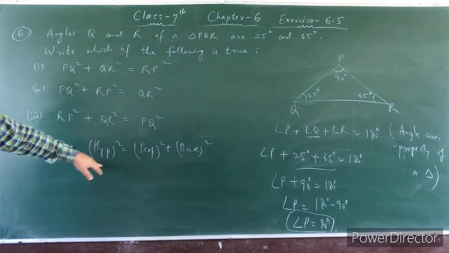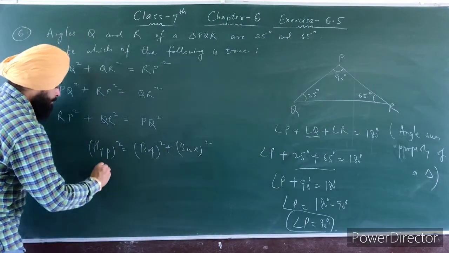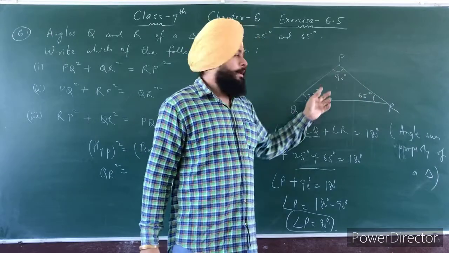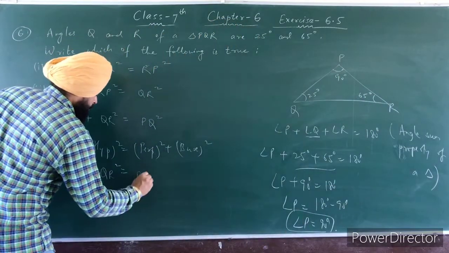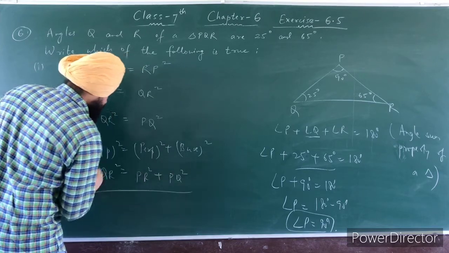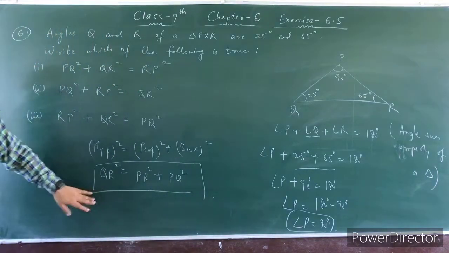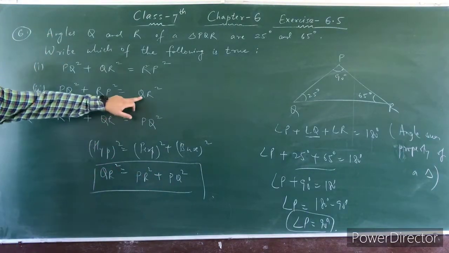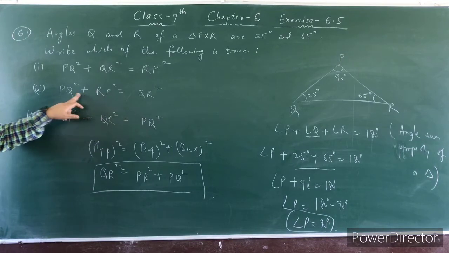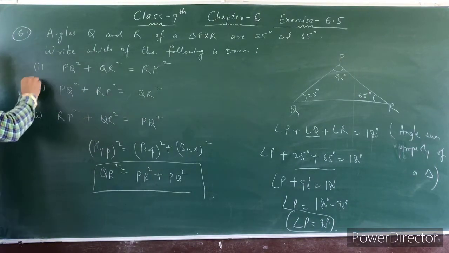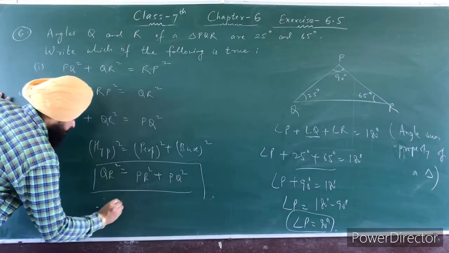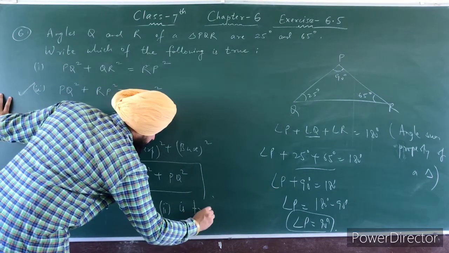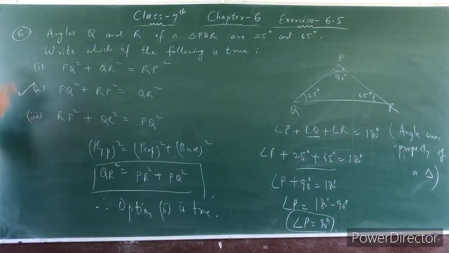So the hypotenuse is which one? QR. So QR square is equal to perpendicular square plus base square. You can take any one side, PR or PQ. So you can take PR square plus PQ square. So this is the condition. You can check from the three statements: QR square is equal to PR square plus PQ square. This one. It means the second option is true. Alright, so this is your question number 6.